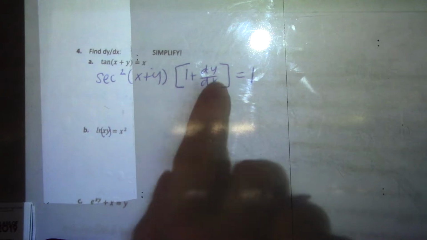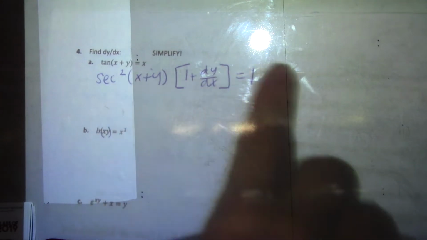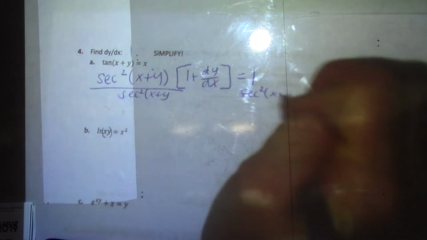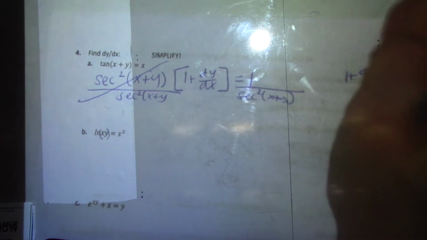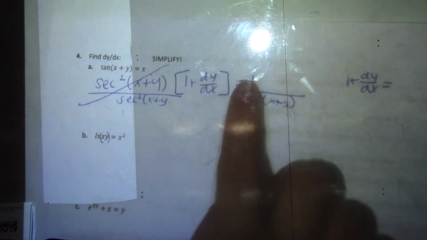plus dy/dx, equals derivative of x, which is 1. Normally I would distribute, but it's actually really easy because I've got this 1 coefficient and 1 over here. The easiest thing is to actually just divide the secant squared over, like this. And then now I just have 1 plus dy/dx equals 1 over secant squared.